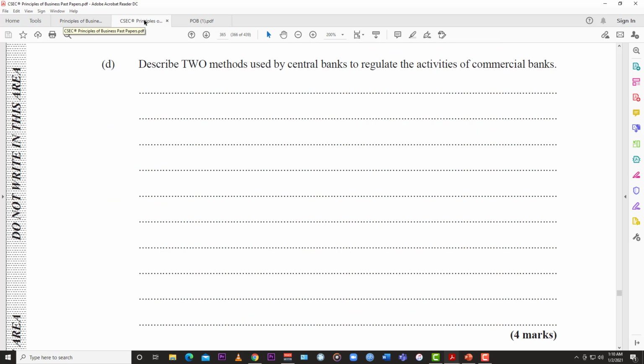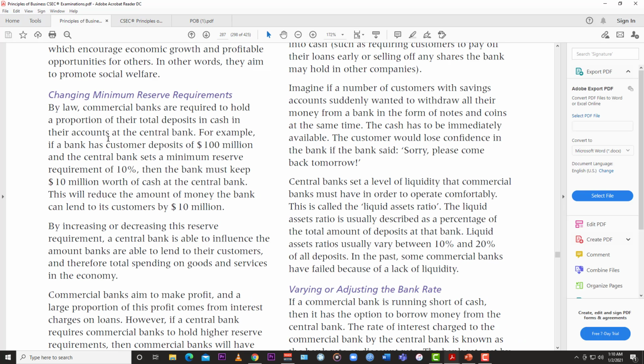Also, changing the minimum reserve requirement. The question is asking you to describe two methods. When I say the minimum reserve requirement, by law, commercial banks are required to hold a proportion of their total deposits in cash in accounts at the central bank. So the central bank can tell the commercial bank, you have to keep X amount of your deposits at the central bank, so you don't have access to it right away. For example, if a bank has customer deposits of 100 million and the central bank sets a minimum reserve requirement of 10%, then the bank must keep 10 million worth of cash at the central bank.